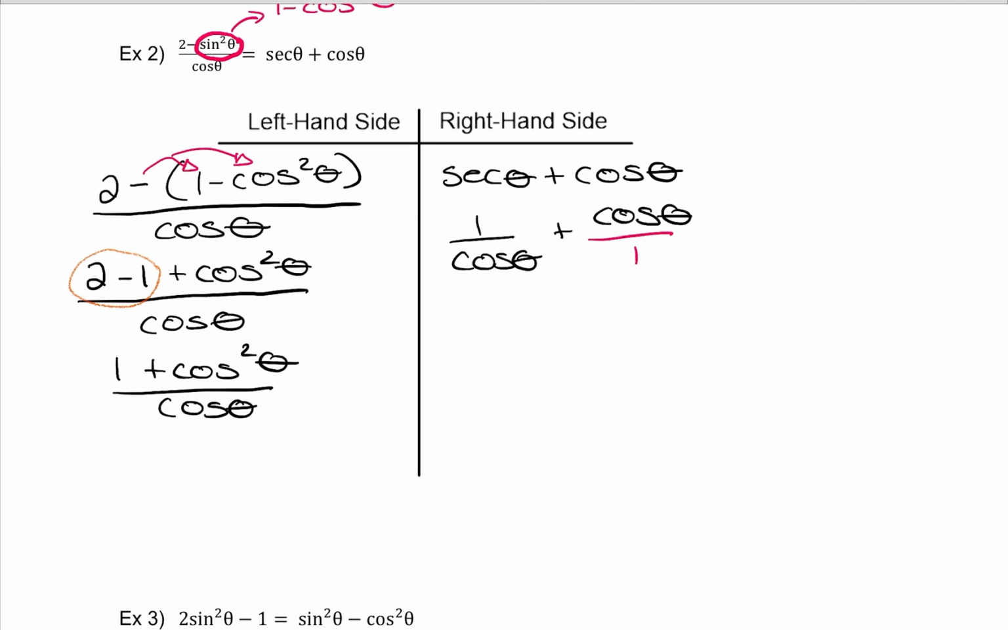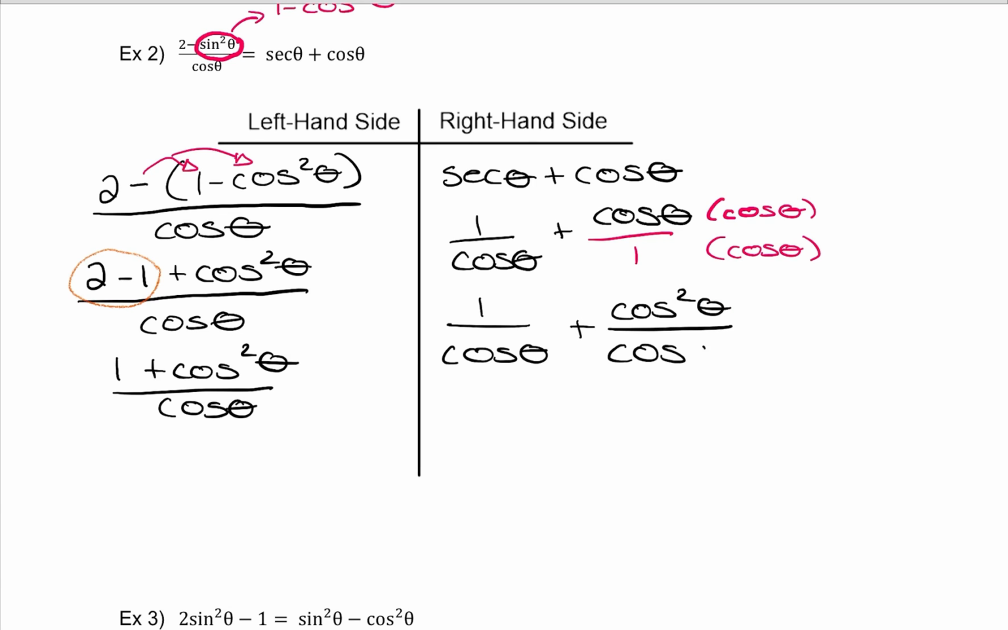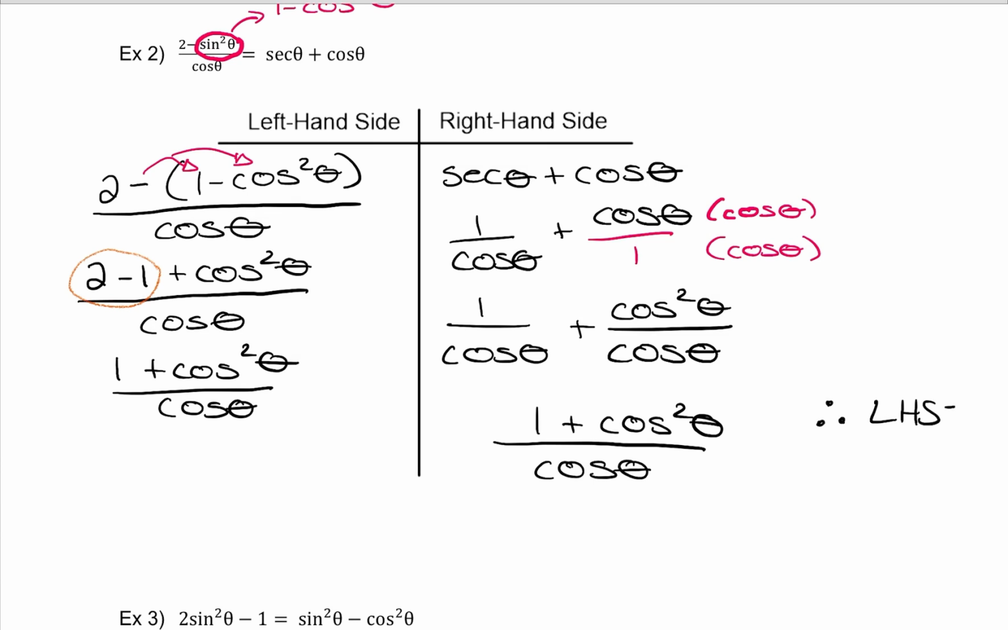Well, let's find a common denominator here. So if I need to find a common denominator, I need to multiply this second fraction by cos theta. So I'm going to end up with 1 over cos theta plus, this now becomes cos squared theta over cos theta. And you can see now that you have a common denominator, you can write the whole thing over cos theta, and you end up with 1 plus cos squared theta over cos theta, sorry. And you can now see that the left-hand side equals the right-hand side. Okay?